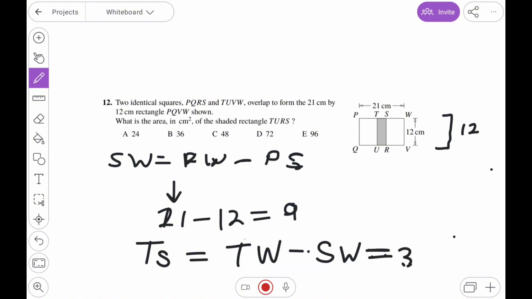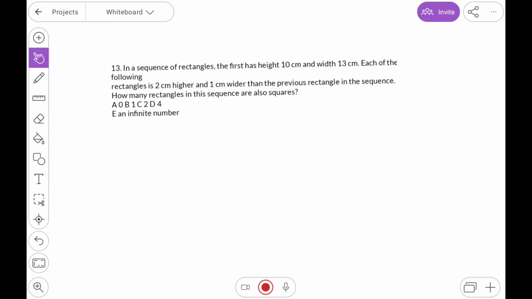So the shaded rectangle is TS, which we now know is 3, times 12, which is 36. So the area is 36 centimeters squared. I hope that was understandable, even though I can't actually draw on the diagram. Okay. I'm not even going to say it.